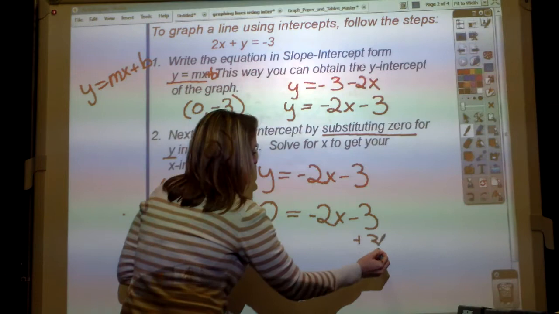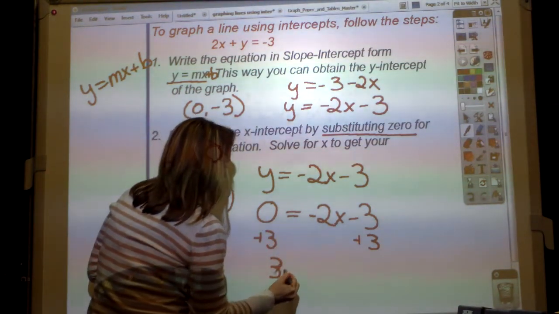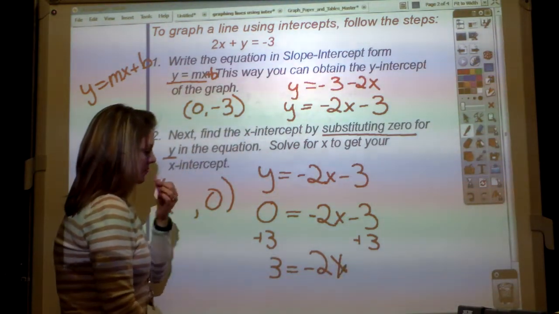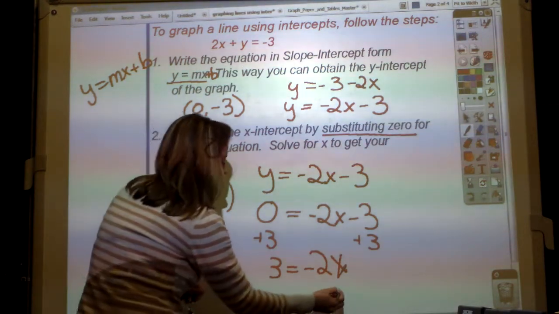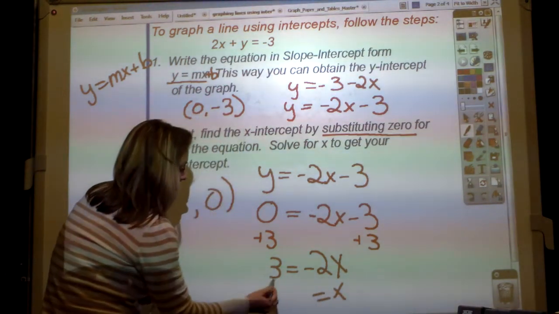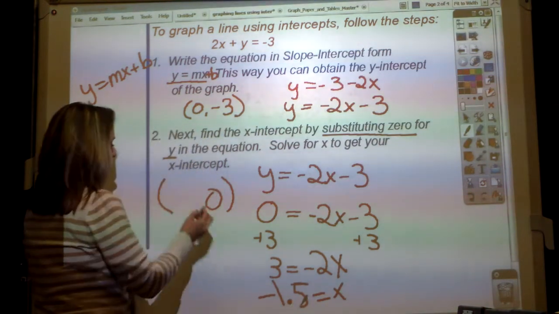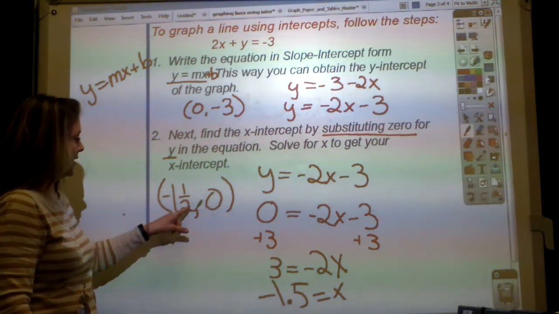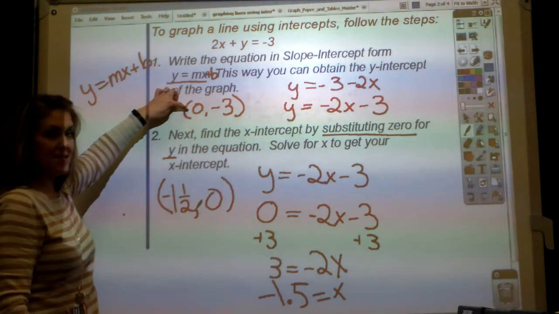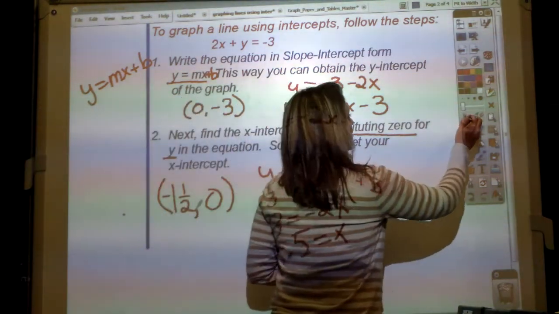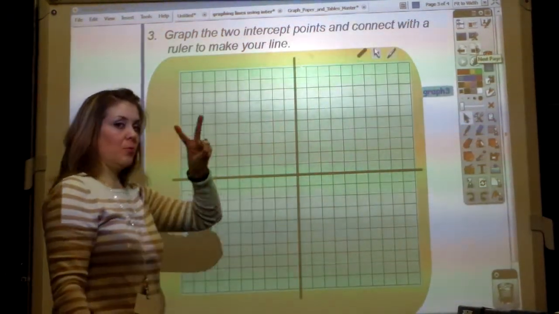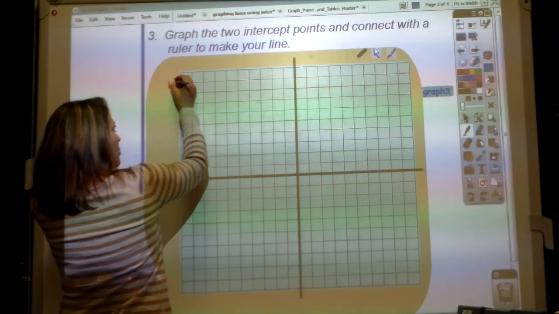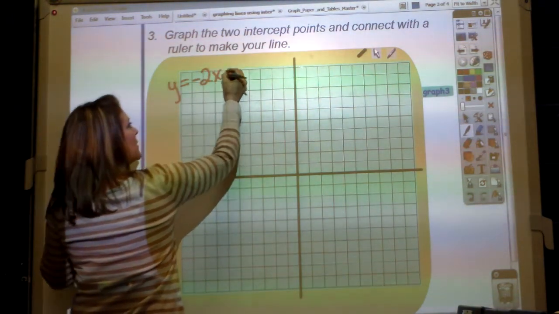So I'm going to add 3 to both sides. So 3 is equal to -2x. I'm going to divide by -2. So x is going to be equal to -1.5. So our x-intercept is at -1.5, 0. Our y-intercept is at 0, -3. So now we can graph this equation with just those 2 points. So remember, our equation was y equals -2x minus 3.